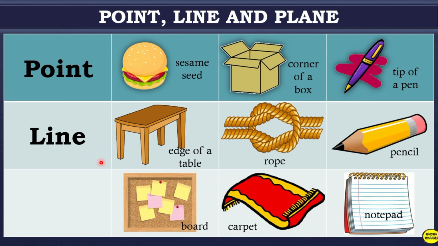Now let's proceed to a plane. When we say plane, this is a flat surface. We can form an area here, it has space. So like a board, this is considered a plane. And also a carpet. If you have a carpet at home, that is also an example of a plane, because a plane is a flat surface. And then a notepad, or even a sheet of paper, is an example of a plane.